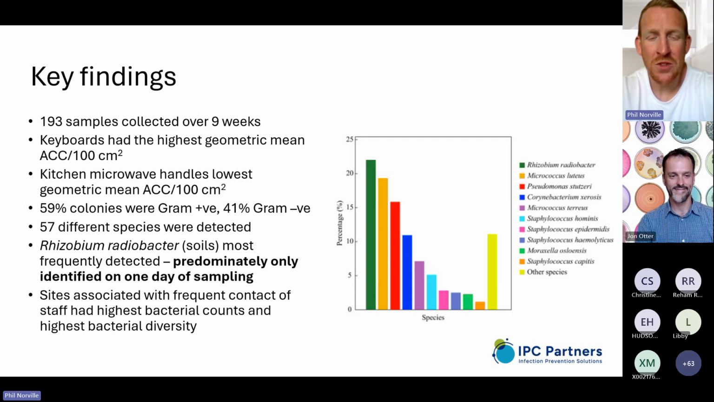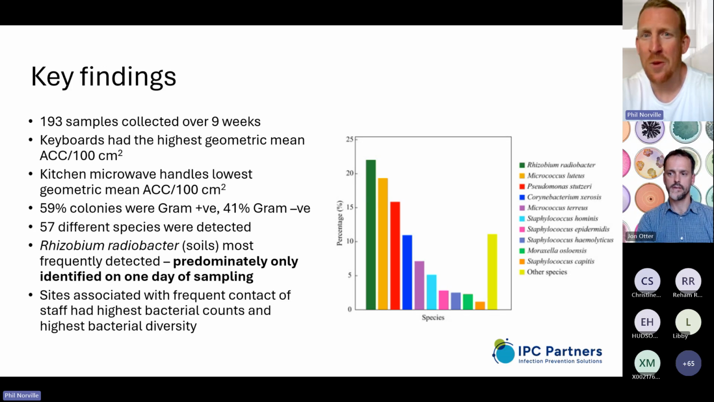But they collected a lot of samples over a 9-week period, and keyboards were the highest contaminated, so the highest geometric mean of aerobic colony counts per 100 centimeters squared. And if we just have a look at what that might be represented by, the organism which came out as having the highest percentage representation was an organism called Rhizobacter radiobacter, which I must confess I'd never heard of before reading this paper. And why that's really interesting is that it's commonly found in soils. Opportunistic pathogen, so can cause disease in vulnerable people, like the patients within this healthcare setting.